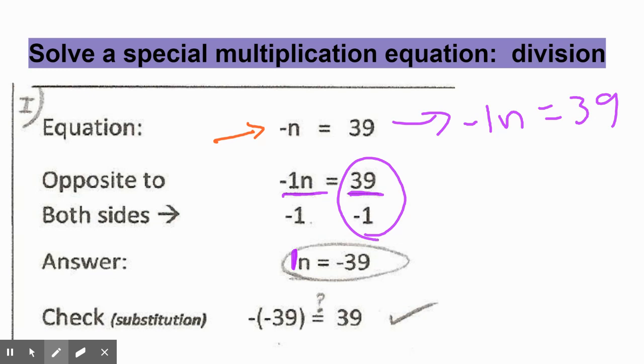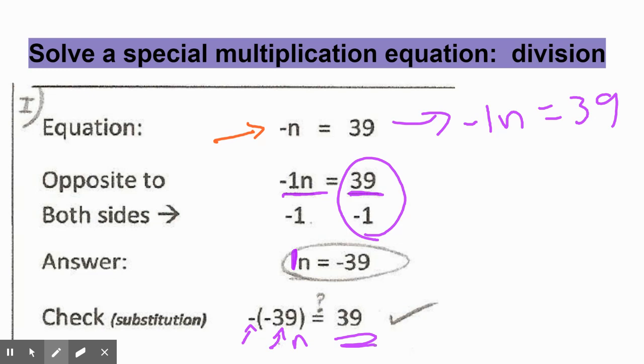And then here's the check. Because that negative n means the opposite, there's our n right there, which we just said is negative 39. So what's the opposite of negative 39, or the negative of negative 39? It's positive 39. And that's why that checks out right there.